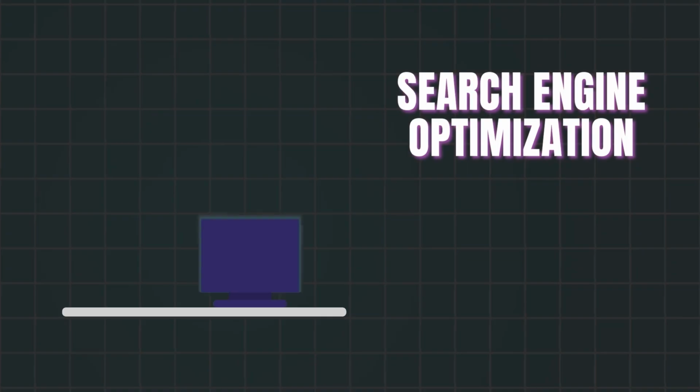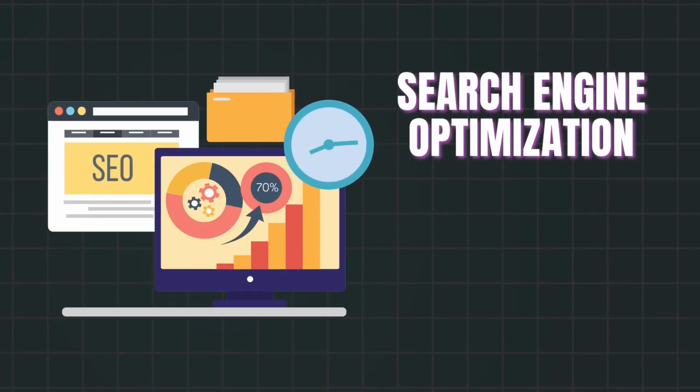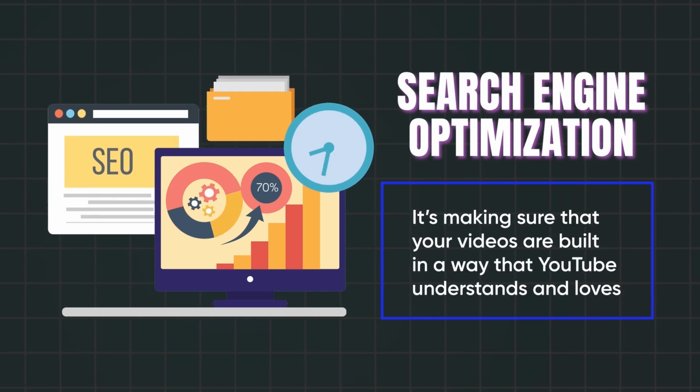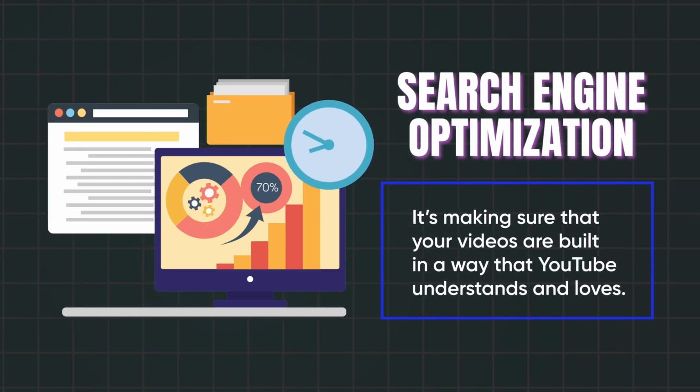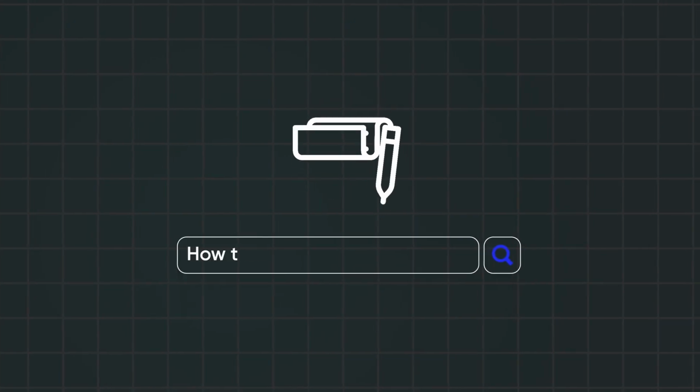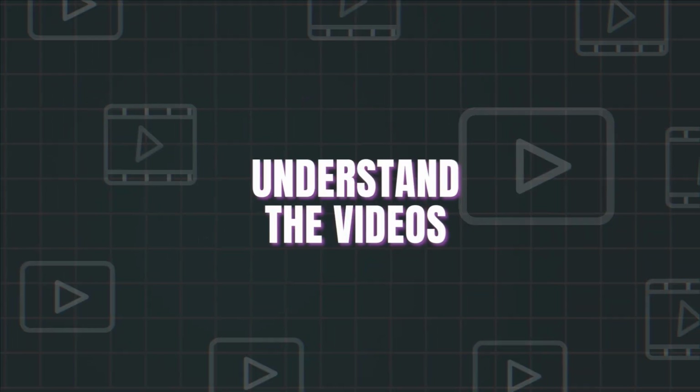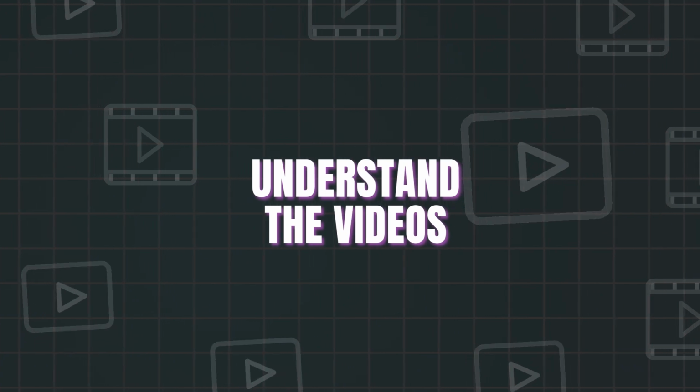Now, what about SEO or search engine optimization? It's making sure that your videos are built in a way that YouTube understands and loves. It's like giving YouTube a map of your video with keywords as the X that marks the spot. So there are many other components of SEO that make your video searchable on YouTube, such as the way you write the titles and descriptions. But in this video, we're going to focus on how you're going to build your keywords list so you can understand the videos that you're going to produce for your audience.